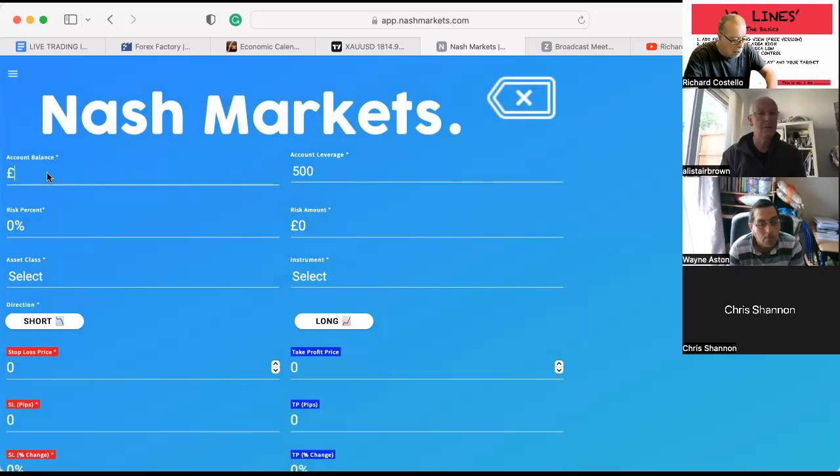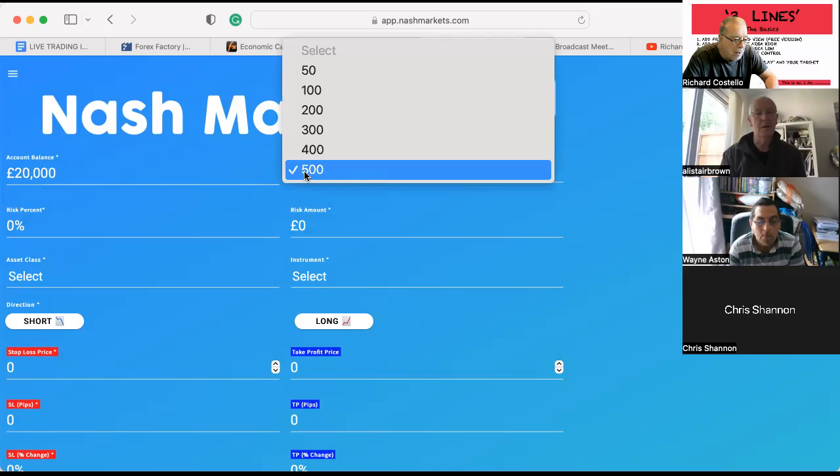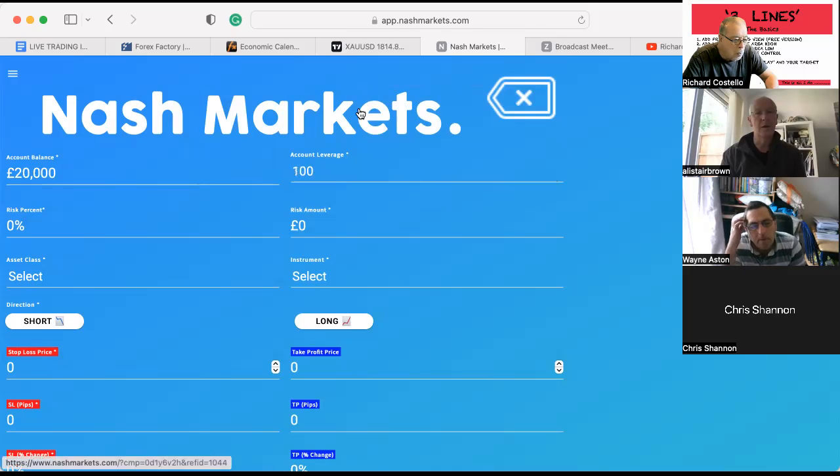So put my account balance in and I'm going to make some figures up. I'm going to put £20,000 in. The account leverage, I know that my leverage is 100 to 1. I want to risk 1%. Now it works out automatically that I'm risking £200 on this trade.